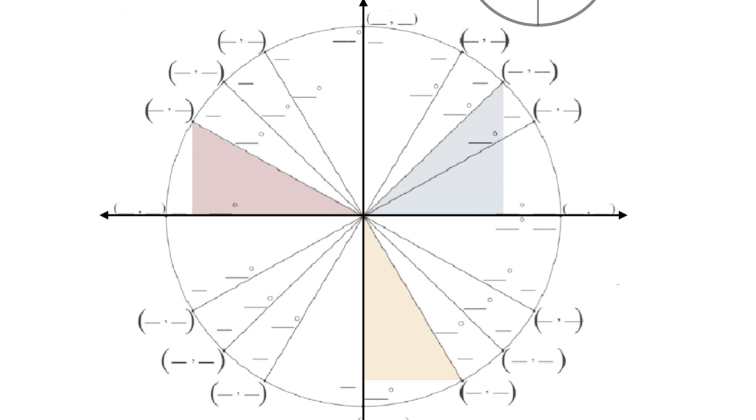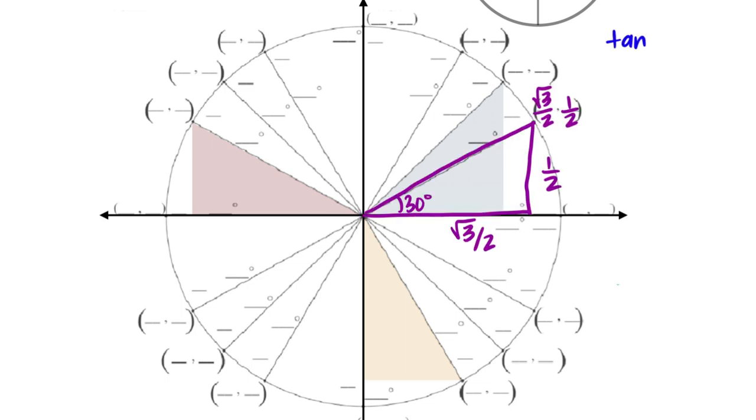So let's talk about tangent. What does tangent mean? Opposite over adjacent. So for 30 degrees, what is opposite? 1/2. And what is adjacent?